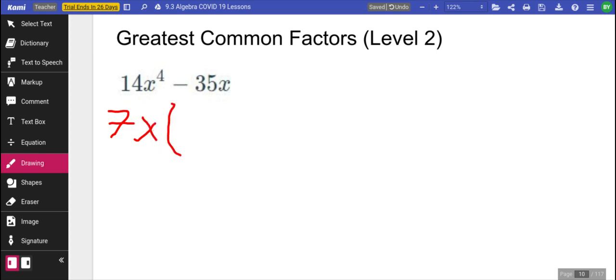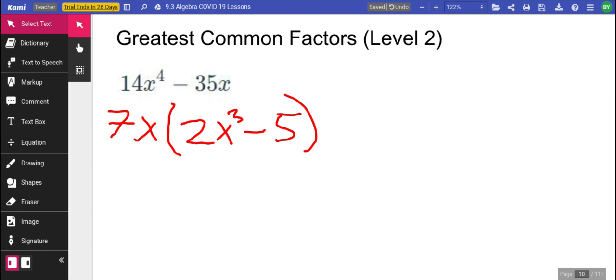So in the first one, 14 divided by 7 is going to be 2. X to the fourth divided by x is going to be x to the third. Minus, and then 35 divided by 7 is going to be 5. And I pulled that x out, so nothing's left there. So there we go. 7x times the quantity 2x cubed minus 5. So hopefully today's video wasn't a big deal either, just a continuation of yesterday's stuff.